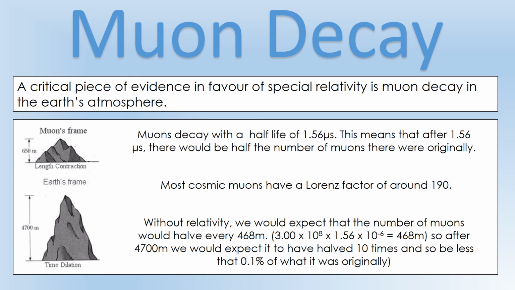So after 4,700 meters, or 10 times the distance, the number of muons would have halved 10 times, and so it would be less than 0.1% of what it was originally. So that's what conventional theory, if you like, predicts. And this is why we have this too many muons problem, because we have far in excess of 0.1% of what we originally had. I think if memory serves, you end up with just under half or something like that. Okay, so that's the problem.